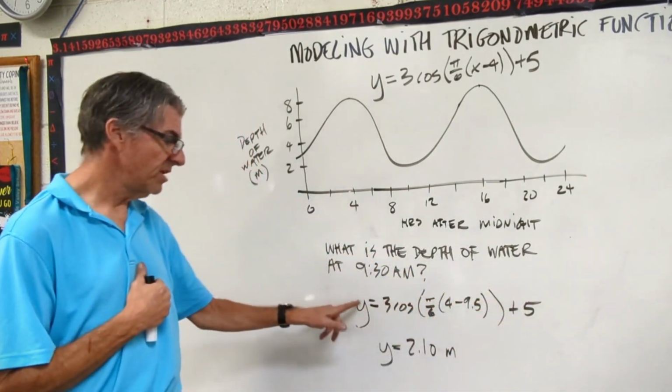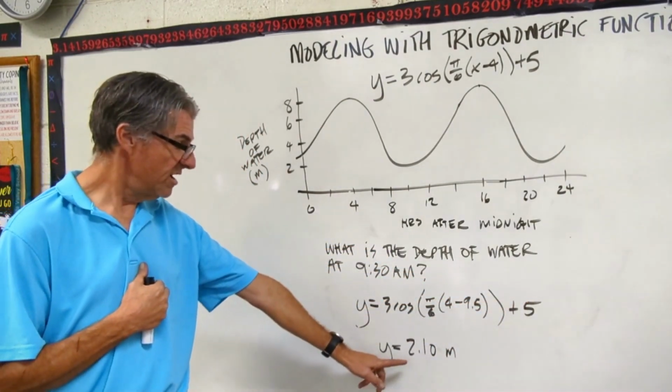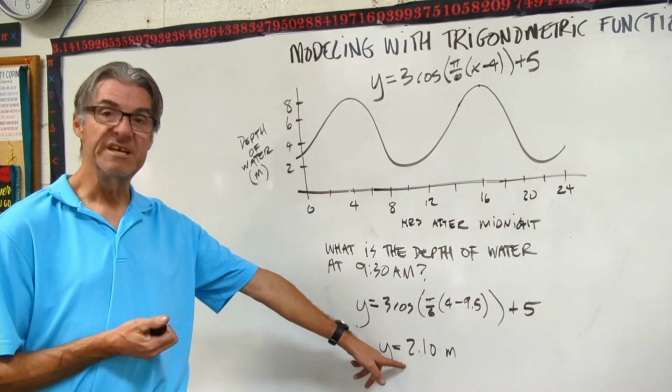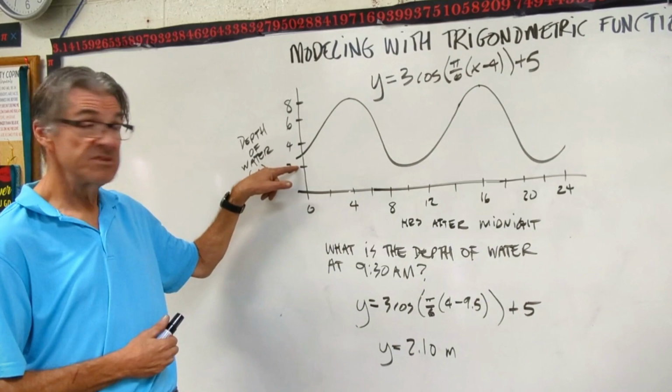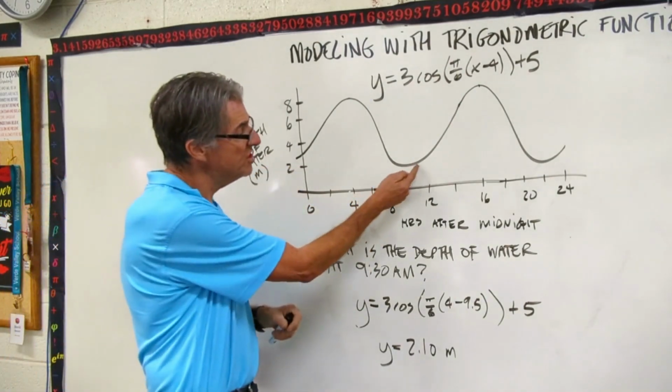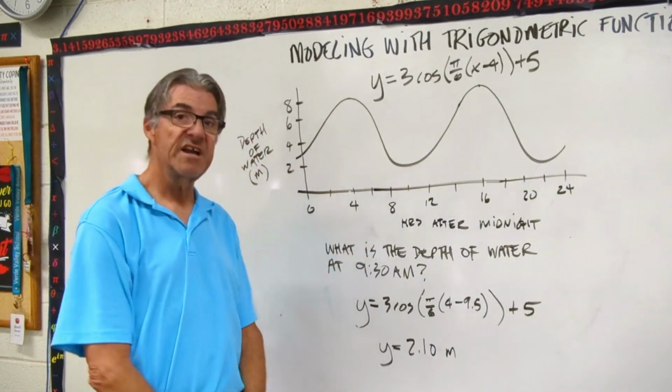So I went ahead and did my plug-in step. I did the math on the calculator, and I get 2.1 meters. So it's almost right at the minimum. Remember, the minimum is 2. So at 9:30, it's just beginning to come up. The tide is coming up.